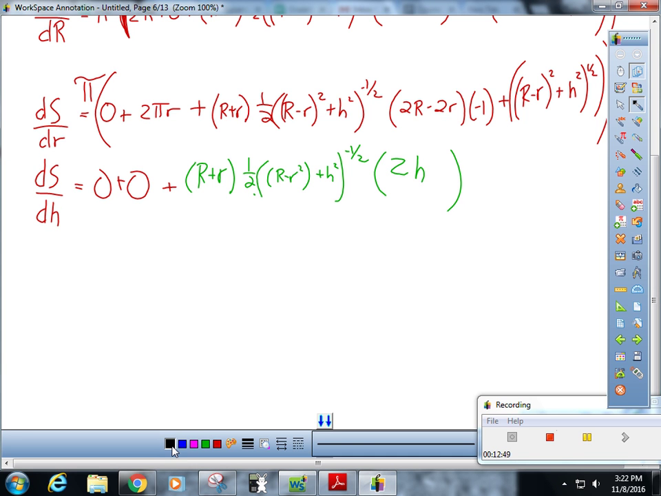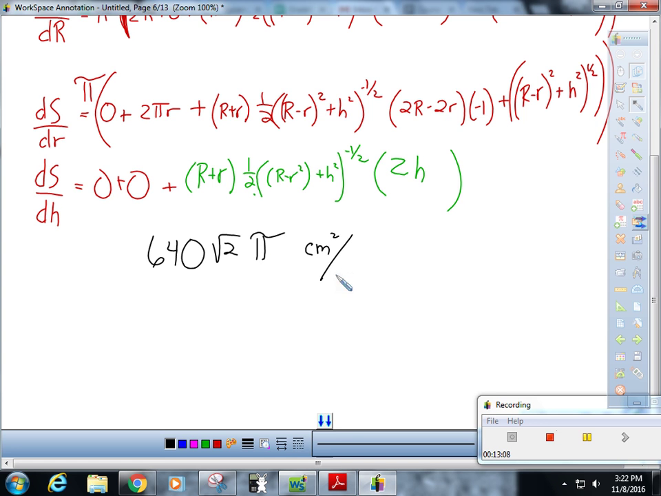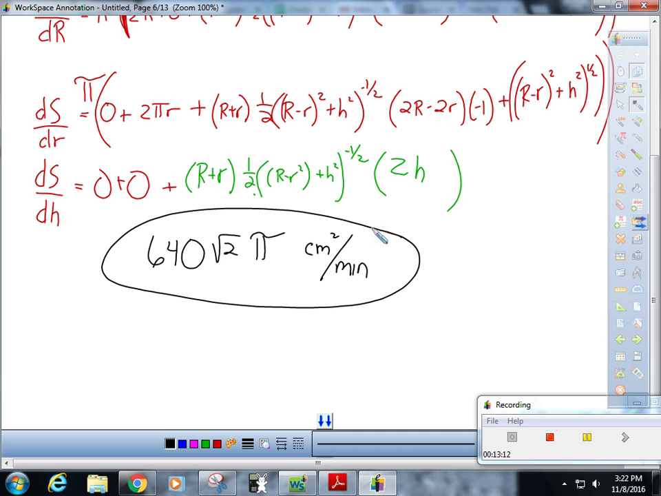The answer to all of this is 640 radical 2 pi centimeters squared per minute. Boom!